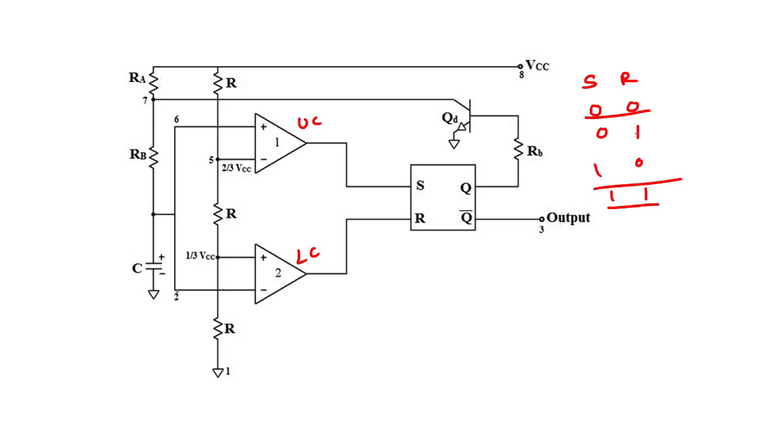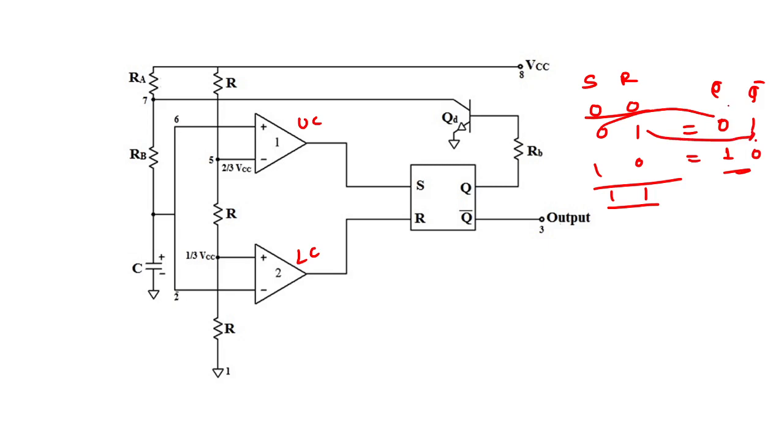So if 0 1 is given, you get the output as 0, and if you give 1 0, you get 1. This is nothing but my output Q and Q bar. Q bar you get 1 and 0, like this. So S represents my Q and R represents my Q bar. Like this, the SR flip flop will work.